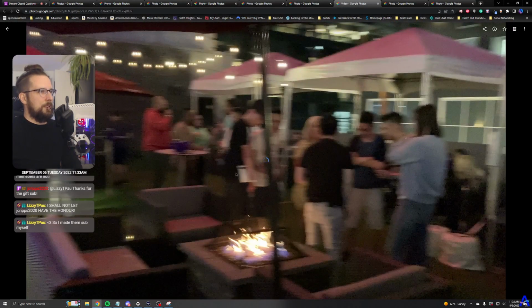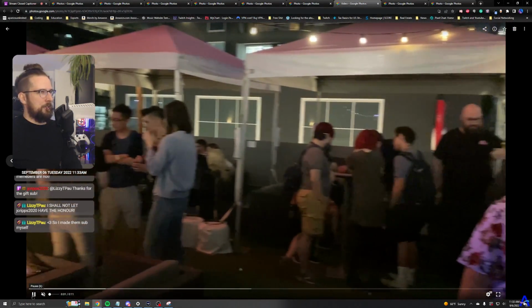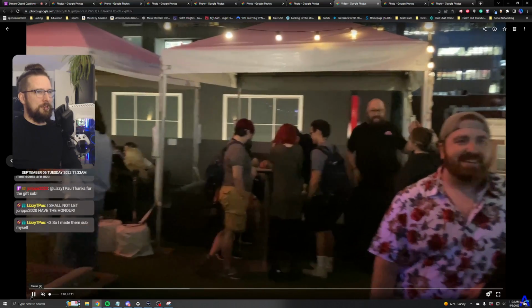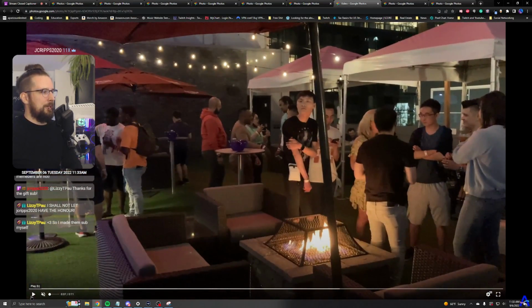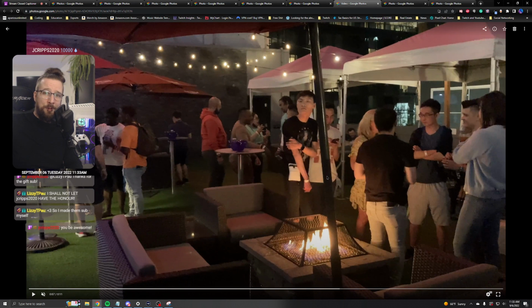And then this was the VIP area at night. Sorry for my grainy video. This is what we have to work with right now. It had its own bar. It had everything. Basically, everything the second floor had, the VIP section had on the roof.